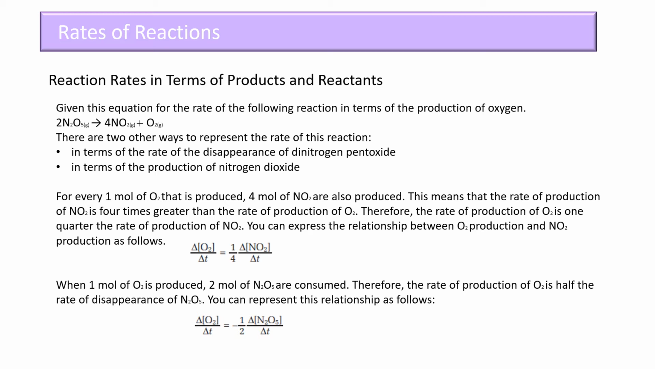When 1 mole of oxygen is produced, 2 mole of dinitrogen pentoxide are consumed. Therefore, the rate of production of oxygen is half the rate of disappearance of dinitrogen pentoxide. So you can represent this relationship as the change in concentration of O2 divided by the change in time is 1/2 the change in concentration of dinitrogen pentoxide divided by the change in time.